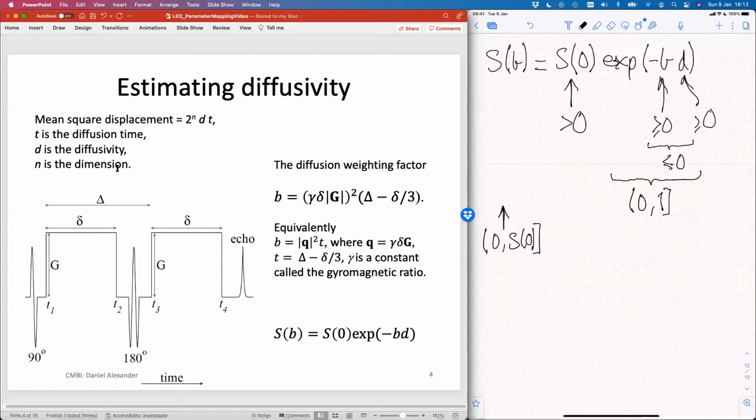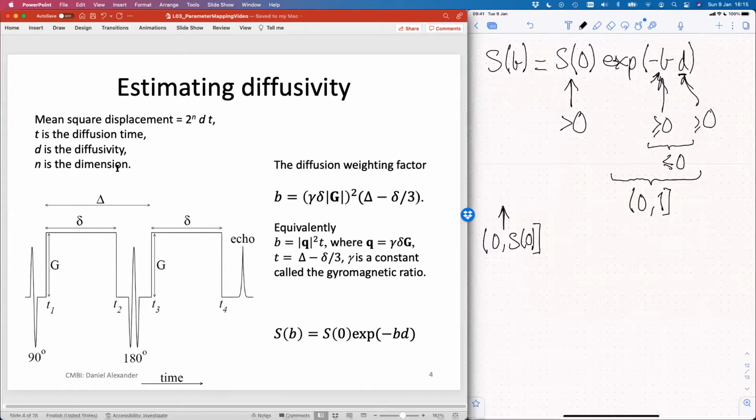So the measured signal for a non-zero or positive B value is always less than the unweighted signal, and it's attenuated by an amount that depends on the diffusivity. The greater the diffusivity, the greater the attenuation, i.e. the lower S_B, and it also depends on B itself. The greater B, the lower the diffusion weighted signal. So this immediately gives us a simple strategy for estimating the diffusivity D.